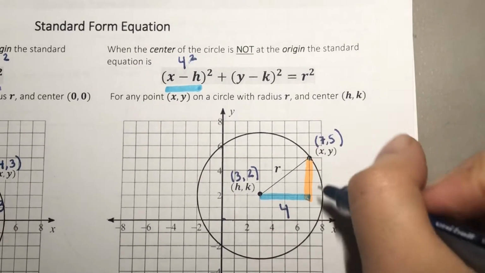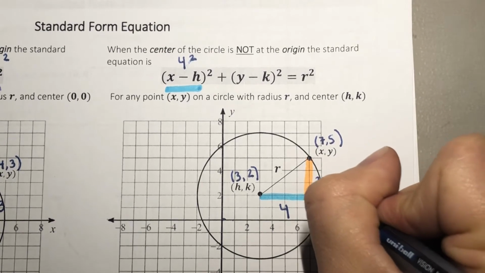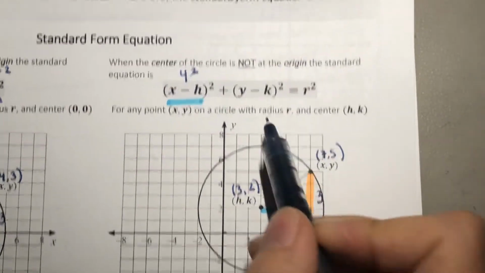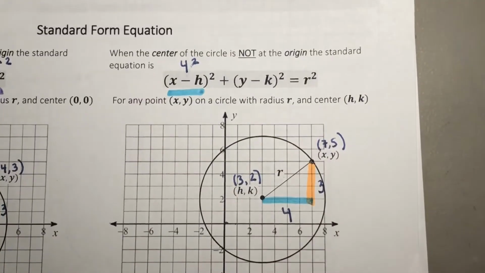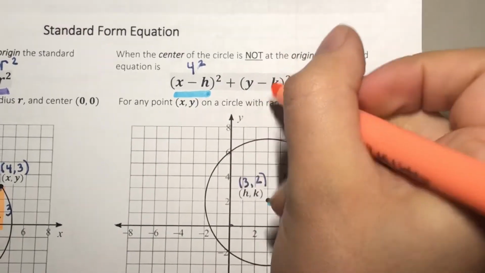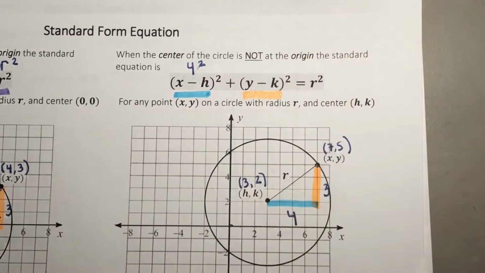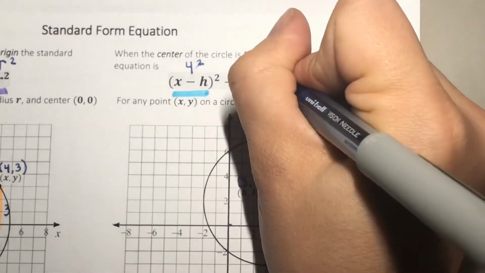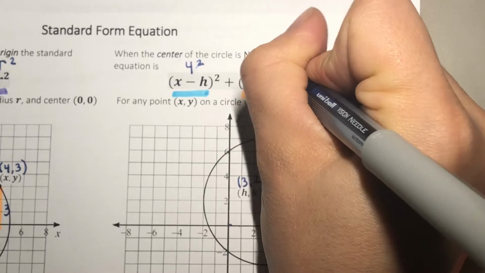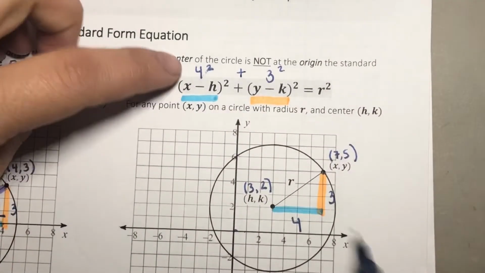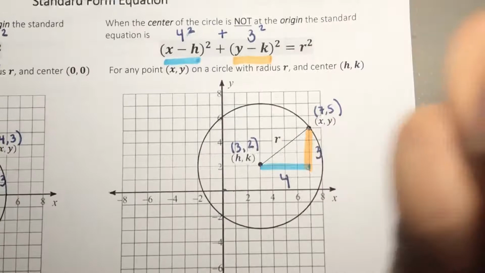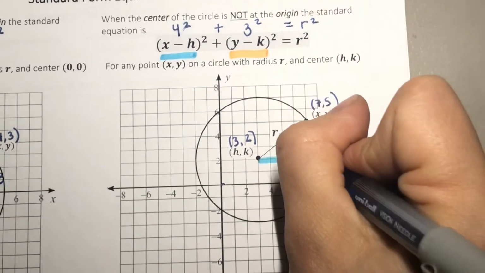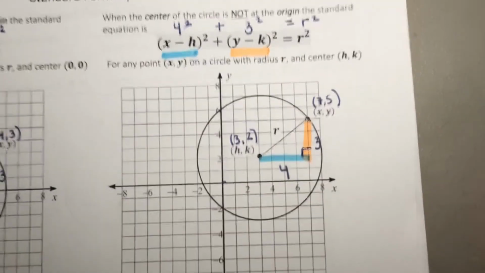So that is a distance of 3 units, right? Because 5 minus 2 is 3, and that's where this y minus k comes from, right? So this distance over here is 3. So here we have 4 squared plus 3 squared equals r squared. All right, here's our right triangle.